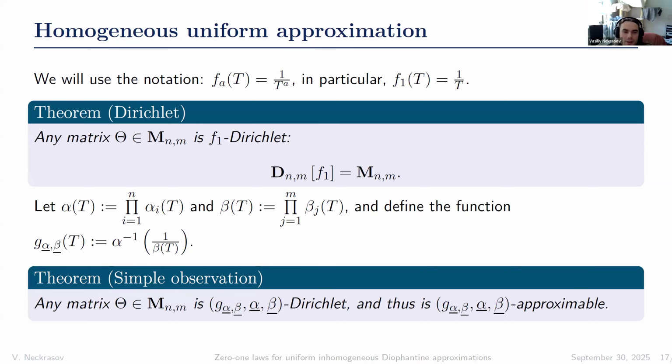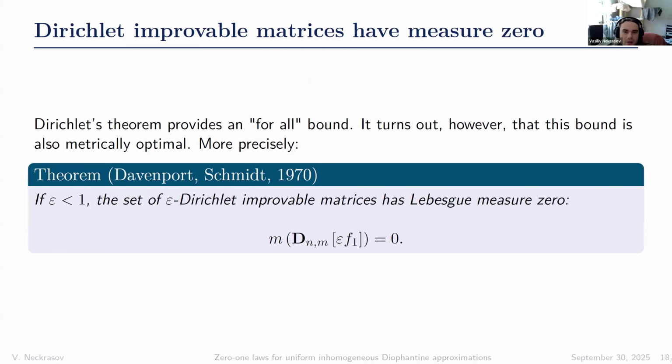For the classical Diophantine approximation, this question was answered. It's the Davenport-Schmidt theorem. And it says that if we, instead of our function f_1, multiply it by some constant strictly smaller than 1, no matter how close to 1 it is, we immediately get a set of zero Lebesgue measure. So the Dirichlet theorem is optimal for almost all matrices for the homogeneous set.